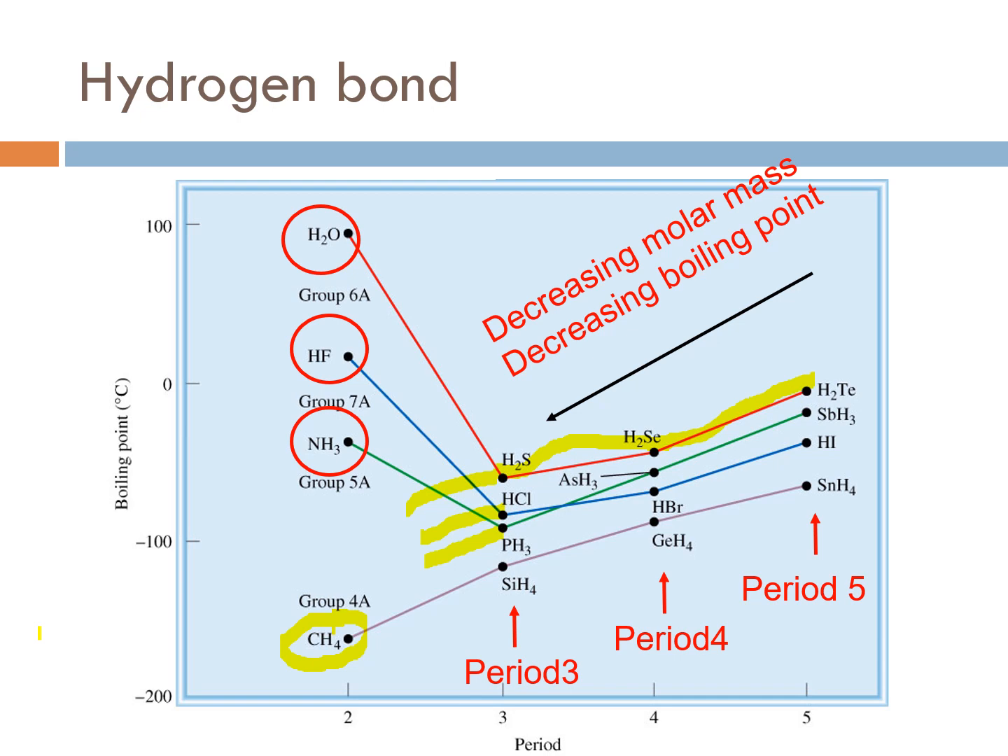So you see this deviation from the expected boiling point for water, so oxygen, hydrofluoric acid, so fluorine, and ammonia, so nitrogen, because those three elements are able, when connected to hydrogen, to make hydrogen bonds. Methane is not enough electronegative with respect to hydrogen to make a polar bond, therefore you do not have hydrogen bonds in methane.